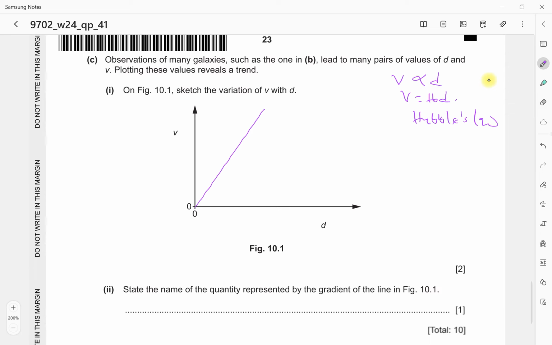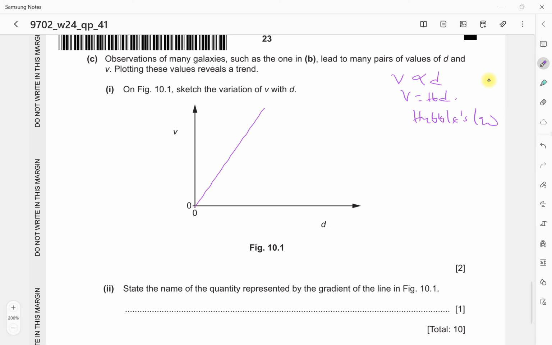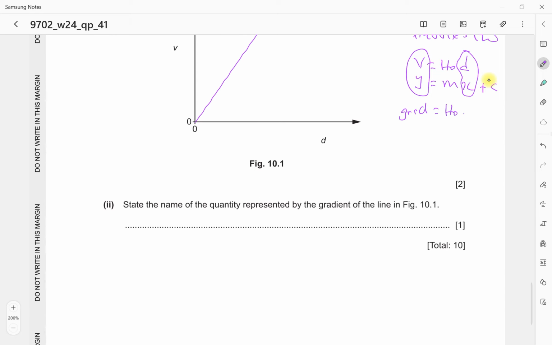Okay. State the name of the quantity represented by the gradient. So if I have v equals H naught times d, compare with y equals mx plus c. There is no y-intercept. On the y-axis I have the speed, on the x-axis I have the distance, so the gradient is H naught, which is Hubble's constant. So I'll just write here Hubble constant.